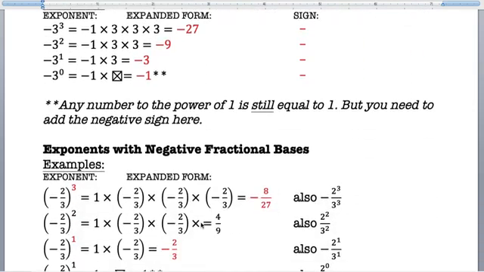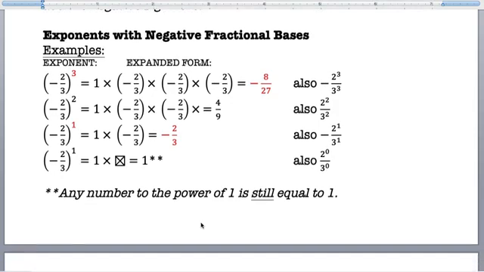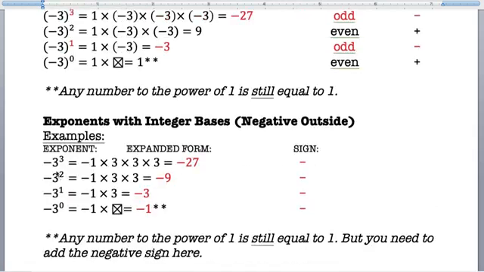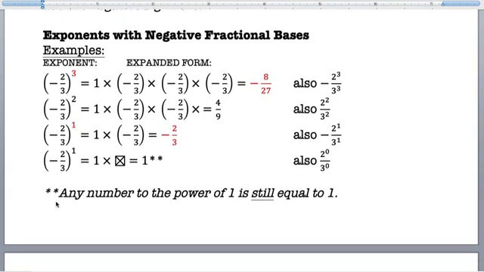The last type of problem we're going to go over is exponents with negative fractional bases. So far we've just had base numbers that were whole numbers, either positive or negative. Now we're talking about fractions as the base number. So in this case, we have negative 2/3 as our base number. So that means the quantity of negative 2/3 cubed would be 1 times negative 2/3 times negative 2/3 times negative 2/3. So that makes it 3 times.